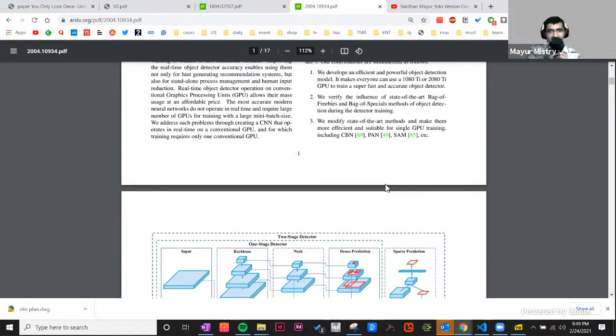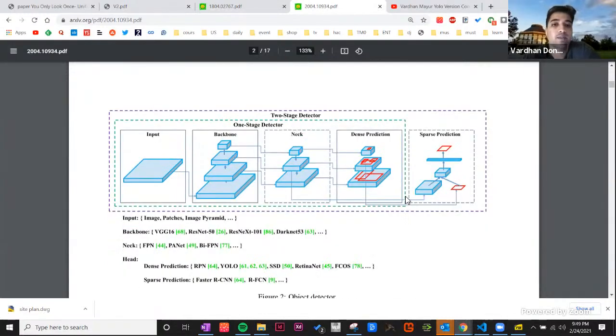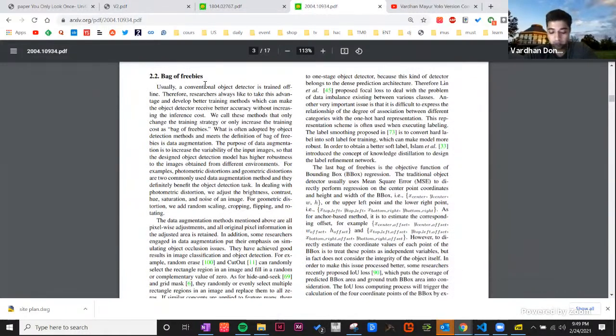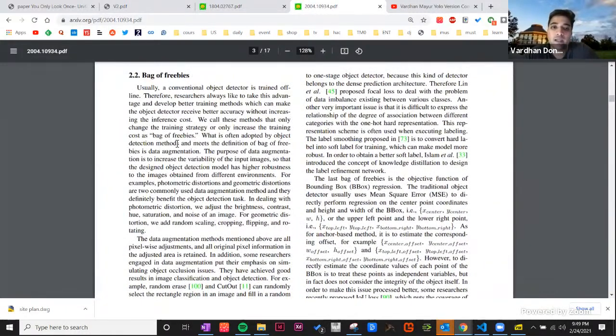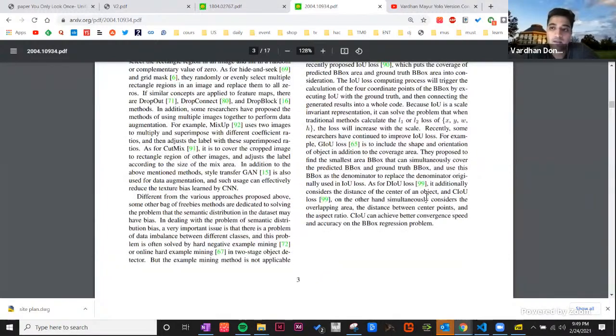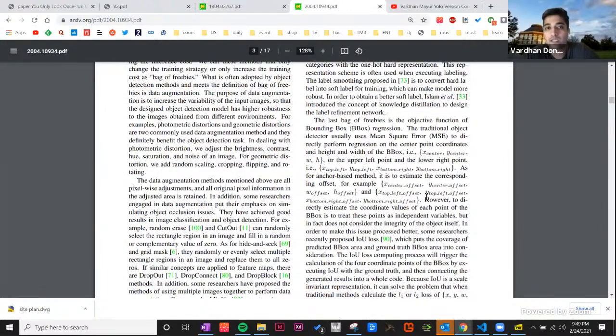Yes. And I think the major change, if I remember it right, is that they're introducing bag of freebies and bag of specials. So this BOF and BOS is the main difference in the way the network is operating and performing detection. I think they say that it affects the training time and the inference time, but it is improving their accuracies, and that was the objective, to make it more accurate.